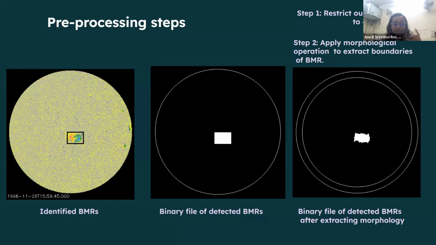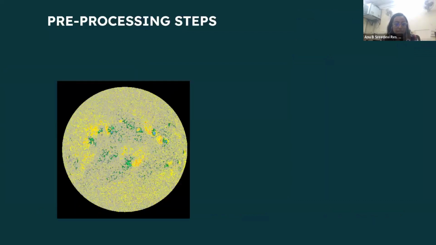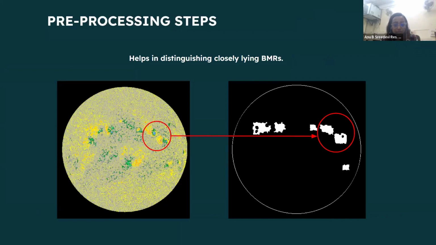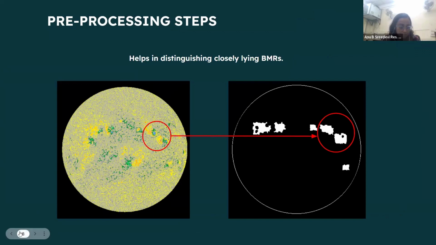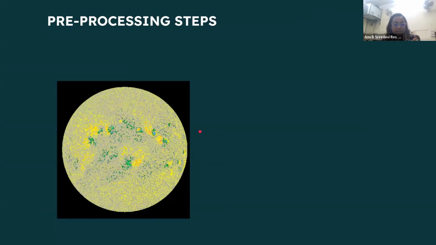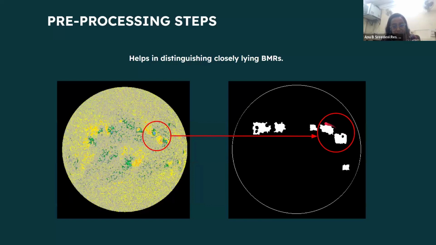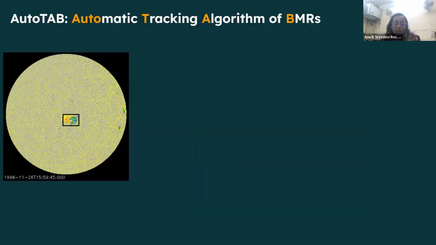Now, once this is done, we are all set for tracking. And one good thing about applying the pre-processing step is this: let me just turn on the pointer. Our detection algorithm will be detecting these two very close lying BMRs as one. But by applying the pre-processing step, we can separate them out and we can track them separately. So it's just to compensate for any failing of our detection. Now, once that is done, we are getting into tracking.